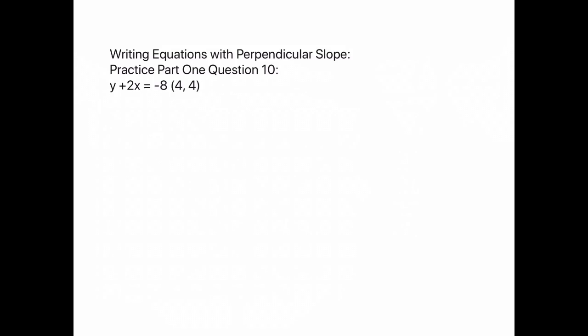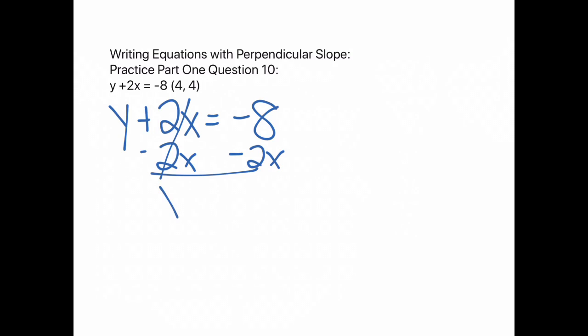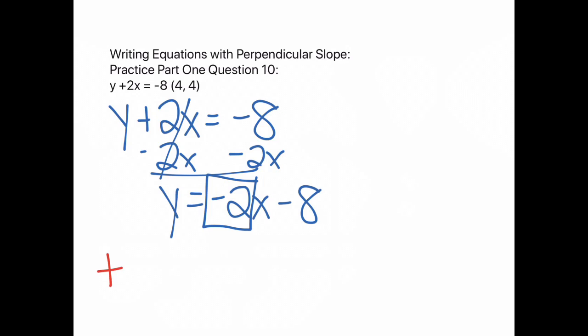Sometimes they may ask you to write an equation with perpendicular slope. And so this comes from practice part 1, question number 10. So again, the first thing we have to do is figure out what the slope of the line that they've given us is. So to do that, we solve it for y and we get y equals negative 2x minus 8. So the slope of the line they've given us is negative 2. The perpendicular slope of that would be to flip it over and change the sign, making it positive 1 over 2 will be the slope that we need to use.